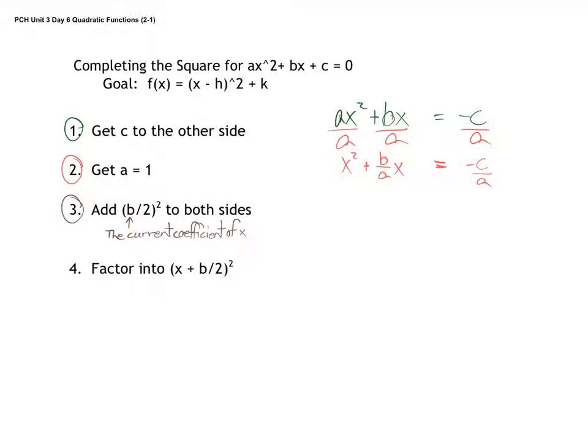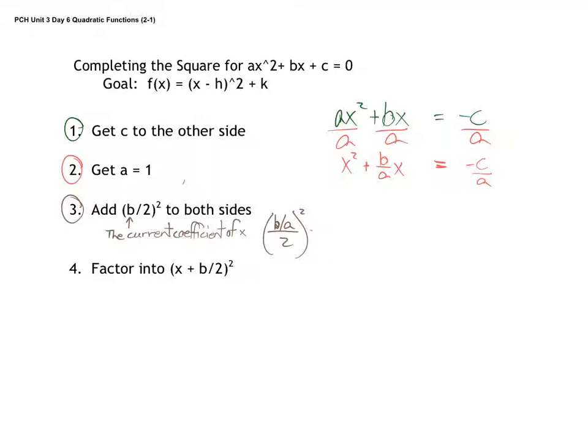So when I say b in the little directions here, I'm talking about whatever it happens to be now, not necessarily the original one. It's a little confusing, I get that, because we're still dealing with the variables. Once you have all numbers, it's a little simpler. So right now, the current coefficient is b over a. We've got to divide that by 2 and square it. Well, what's b over a divided by 2? B over 2a.